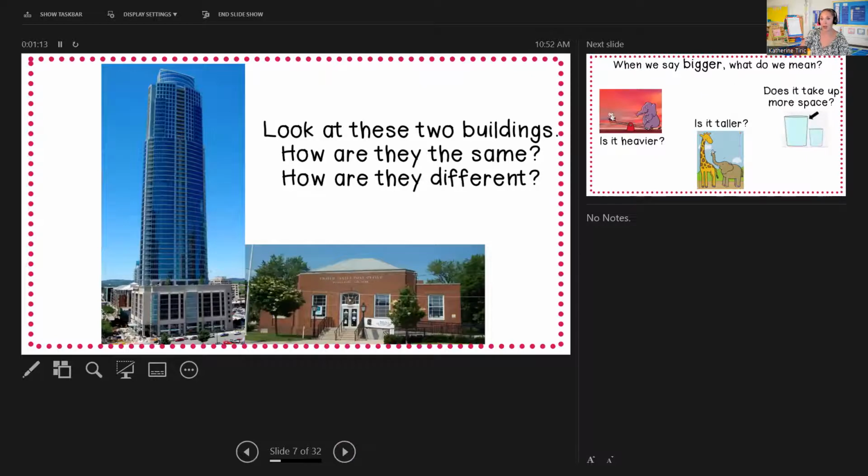So I want you to, again, pause after you hear this and then talk to your learning coach about your answers. So it says, look at these two buildings. How are they the same and how are they different? Pause and turn and talk to your learning coach about that answer.